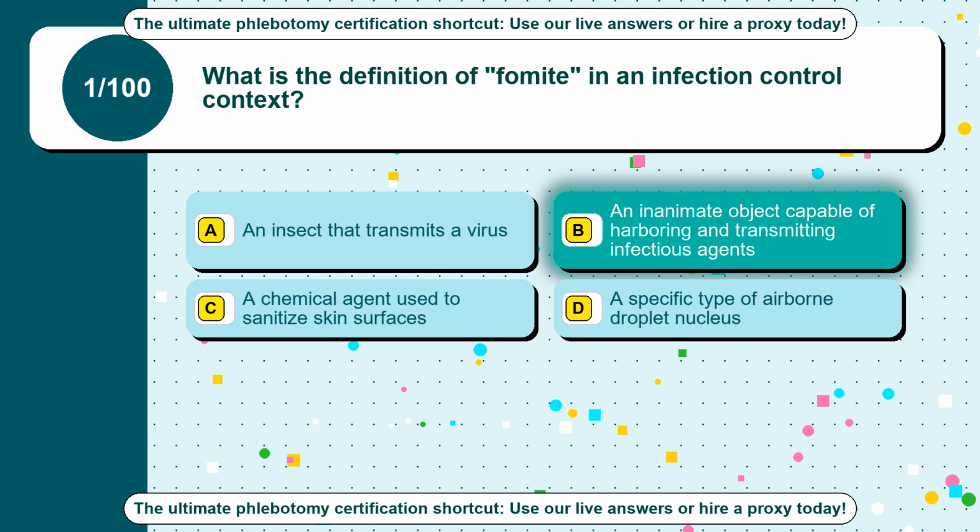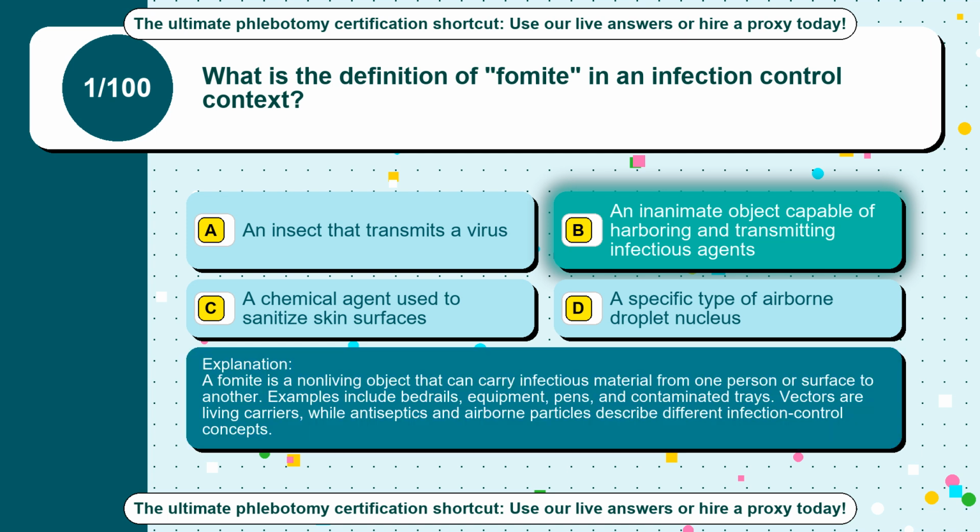The correct answer is option B, an inanimate object capable of harboring and transmitting infectious agents. A fomite is a non-living object that can carry infectious material from one person or surface to another. Examples include bed rails, equipment, pens, and contaminated trays. Vectors are living carriers, while antiseptics and airborne particles describe different infection control concepts.